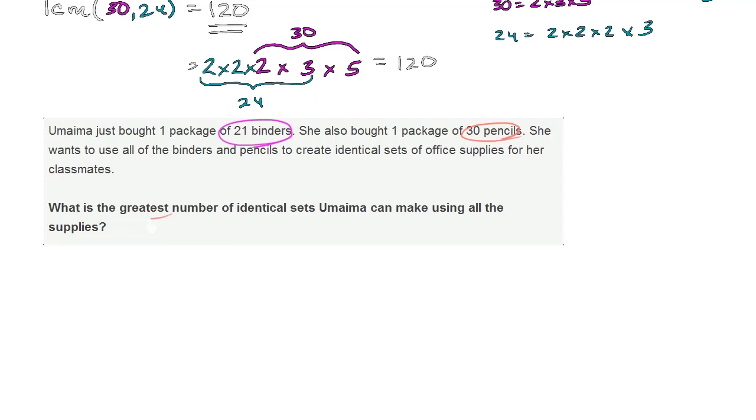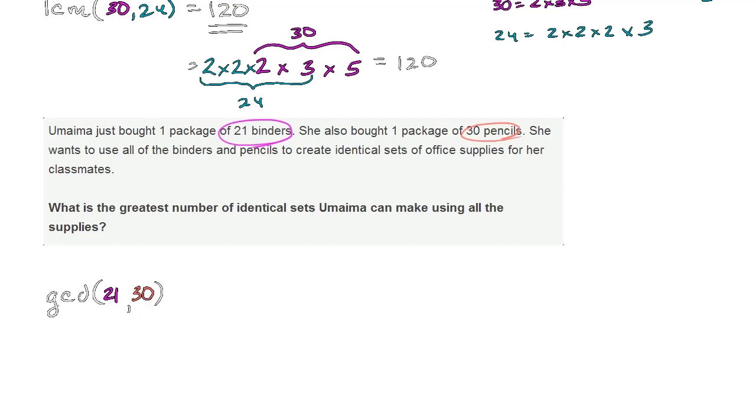So the fact that we're talking about greatest is a clue that it's probably going to be dealing with greatest common divisors. And it's also dealing with dividing these things. We want to divide these both into the greatest number of identical sets. So there's a couple of ways we could think about it. Let's think about what the greatest common divisor, or I could even say the greatest common factor, of 21 and 30 is. So what's the largest number that divides into both of them?